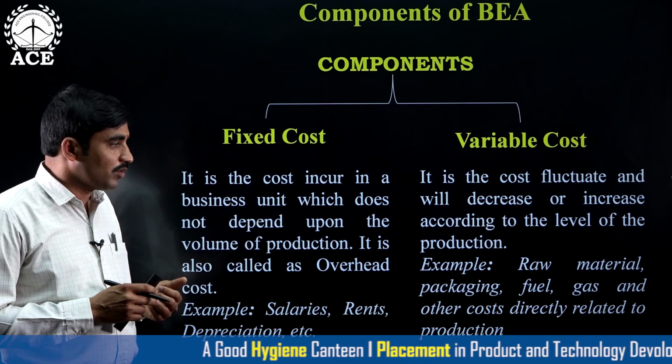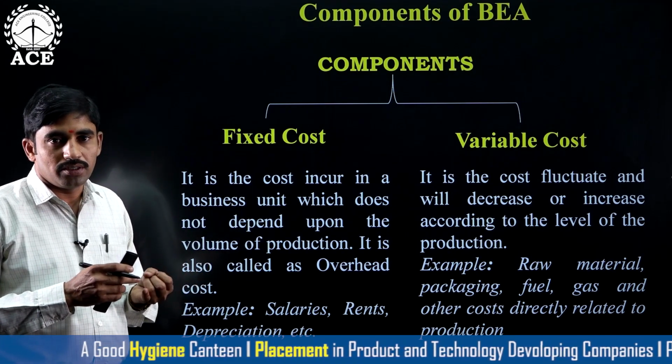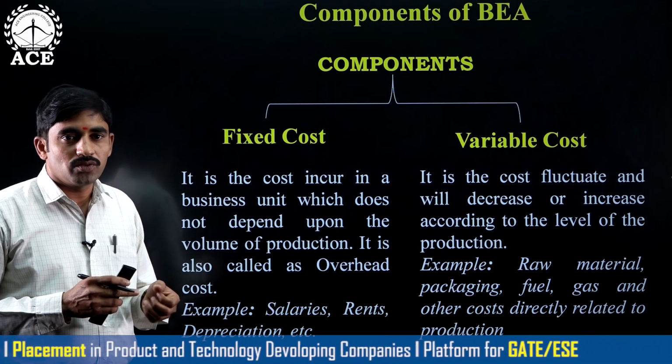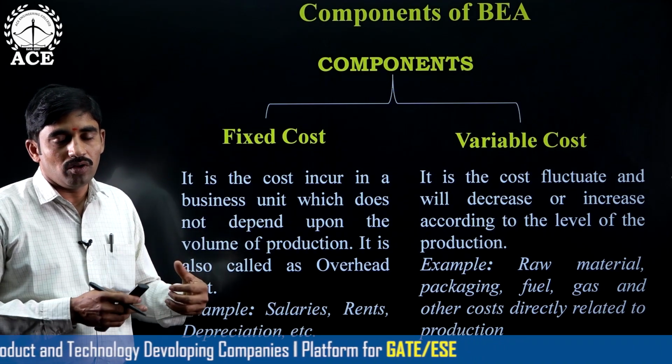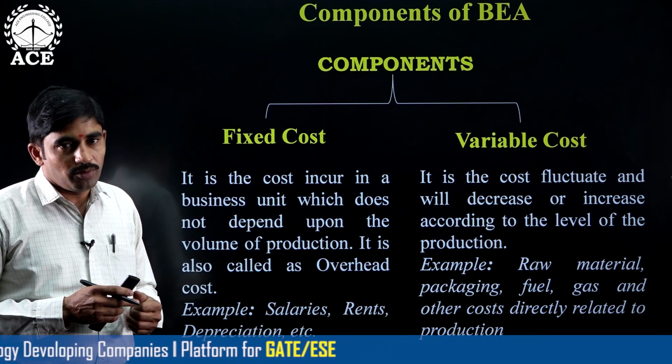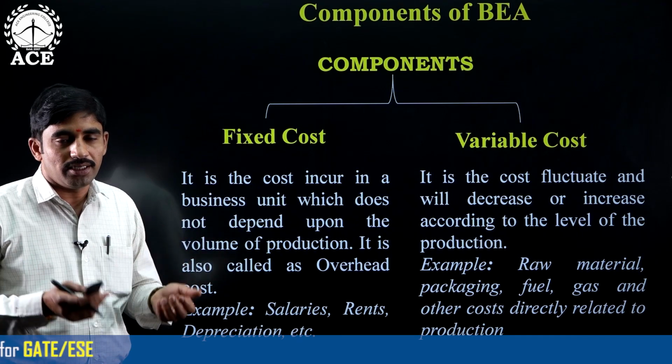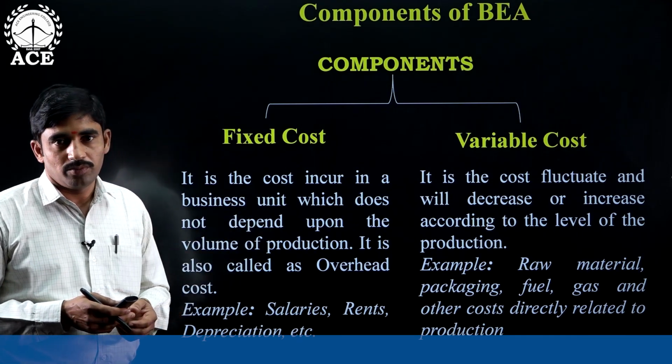In case of variable cost, the examples are cost of raw material, cost of packaging, cost of fuel, gas, water, and all these are variable costs, which are also called direct costs, which will directly affect the total cost of the production.